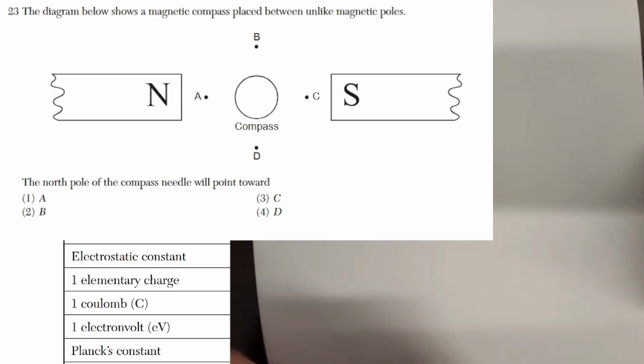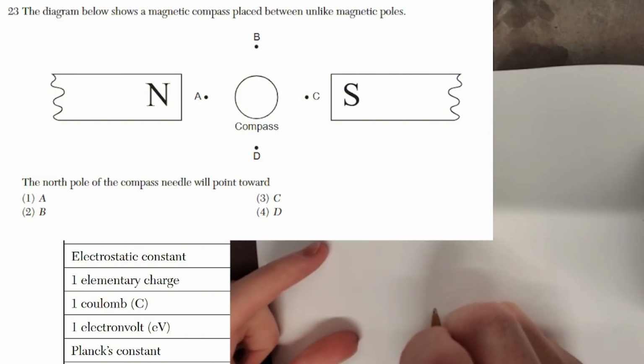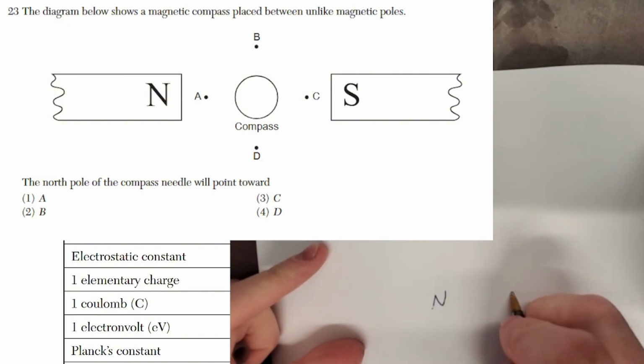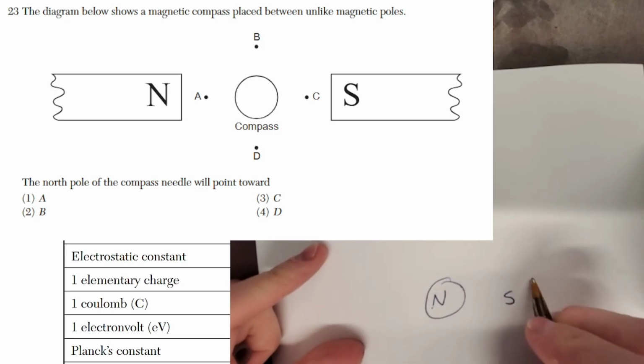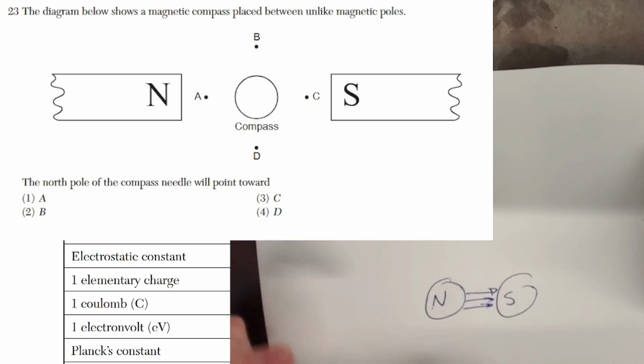Okay, the diagram below shows the magnetic compass placed between unlike magnet poles. The north pole of the compass needle will point toward blank. Well, what you need to know is that if you have a compass and you have north and south, you always go from north to south, out of the north into the south. We just want to know the north pole of the compass.